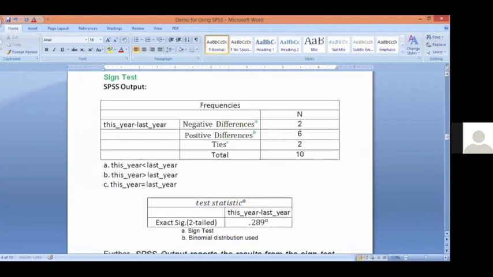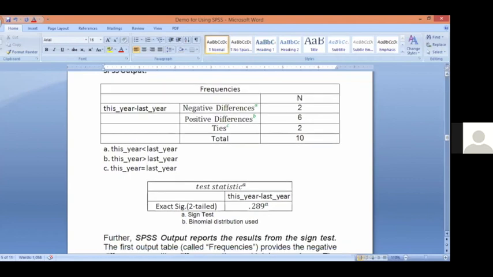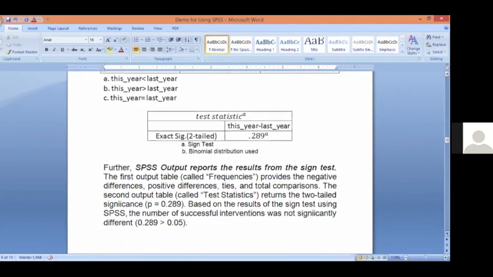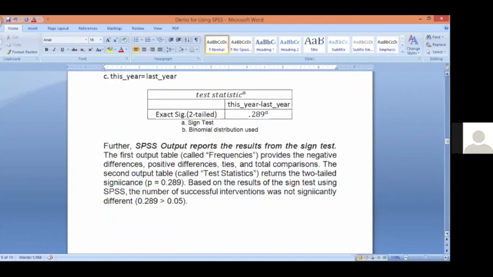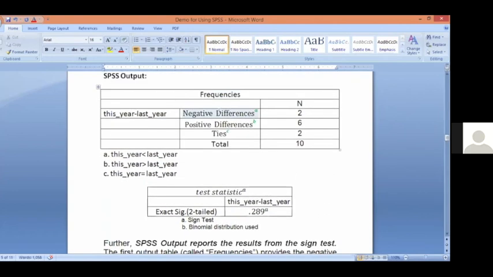And what about the sign test? This is the sign test. Exactly this value came, which I have copied from there. From the report and results, the first output table is called frequencies, and it provides the negative differences, positive differences, ties, and total comparisons. You can see here the negative differences, positive differences, ties, and total. This output is here.